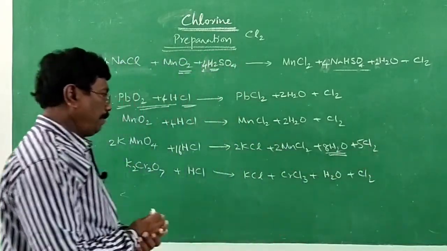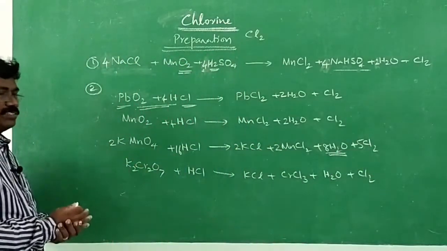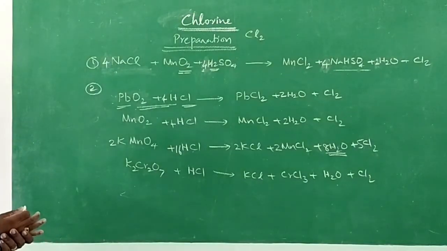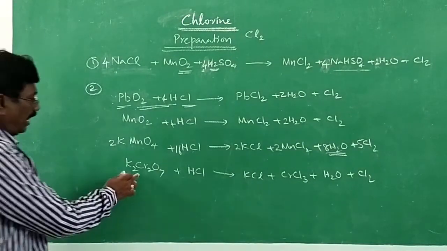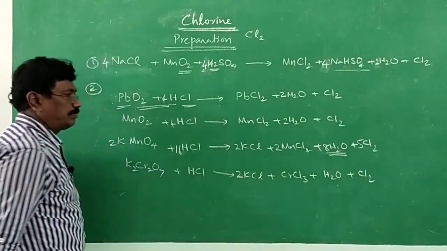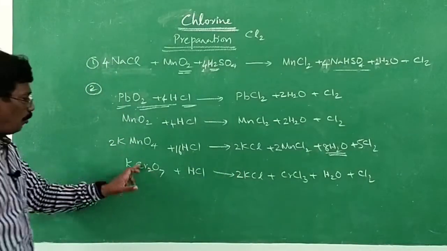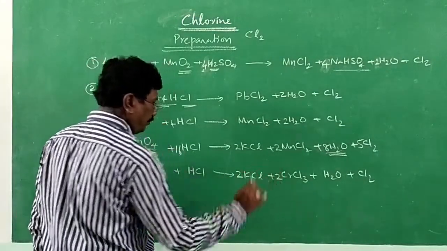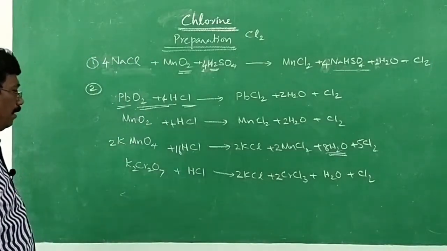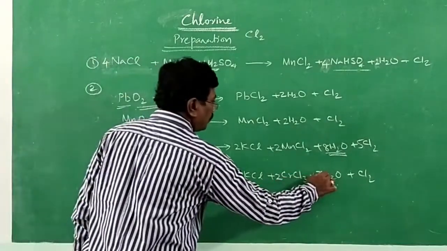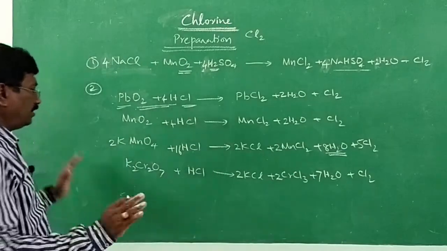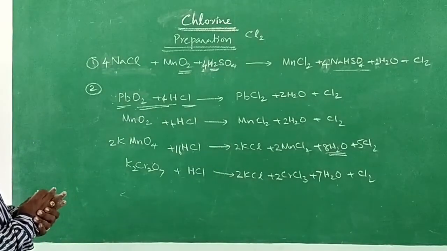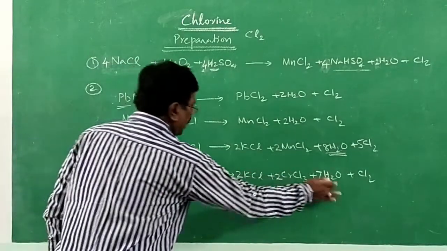Balanced equation. Now in the next case, 2K, therefore 2. 2 chromium, therefore 2. Alright. 7 oxygen, 7 H2O. Now let us try to complete. 14 hydrogen, therefore 14 HCl.